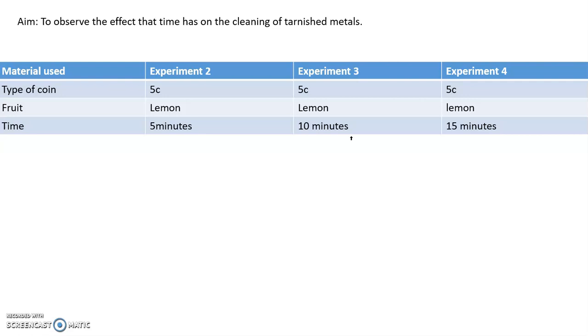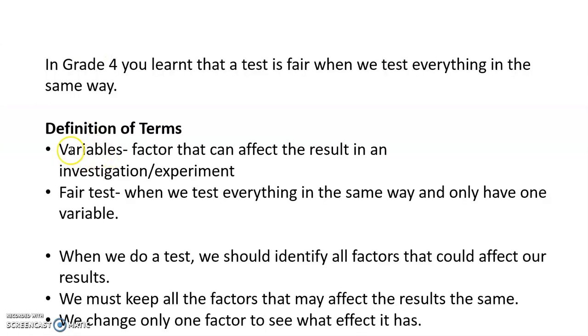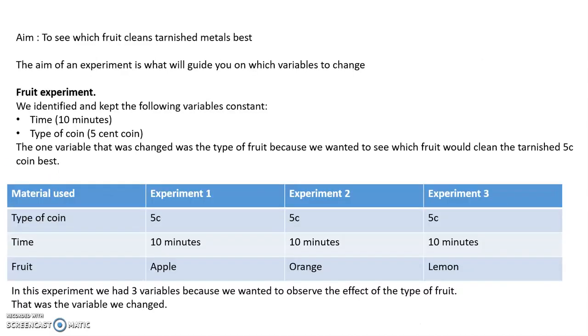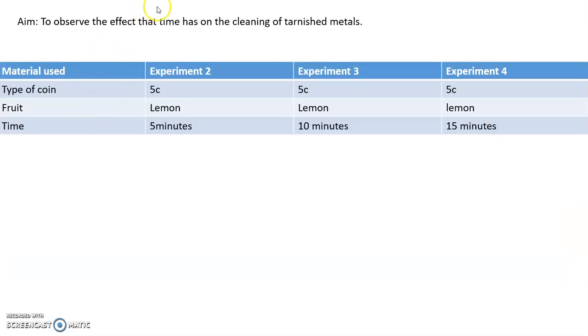I hope I've explained these 2 terms that are very important, variables and fair test. And next time you carry out an experiment, the first thing that you need to do is to observe the aim. The aim will tell you which variable can be changed. Here, the variable is the fruit. The fruit can be changed, and in this one, the variable that can be changed is the time.